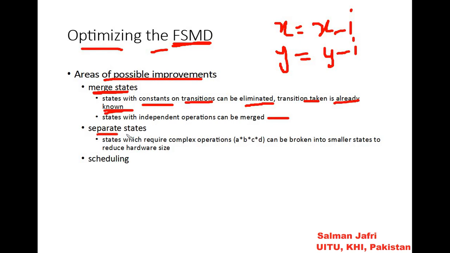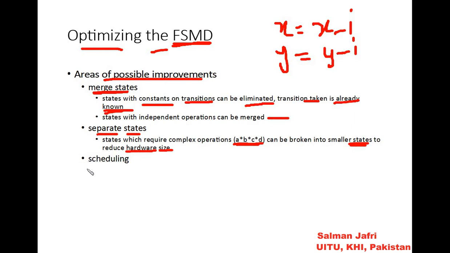We can also separate states. For example, states which require complex operations, A multiplied by B multiplied by C multiplied by D, can be broken into smaller states. For example, A multiplied by B can be carried out in one state, C multiplied by D carried out in another state, and this product multiplied by this product can be carried out in a separate state. So what would be the benefit of separating the states? We would be able to reduce the hardware size. Why? Because we are reducing the complexity.